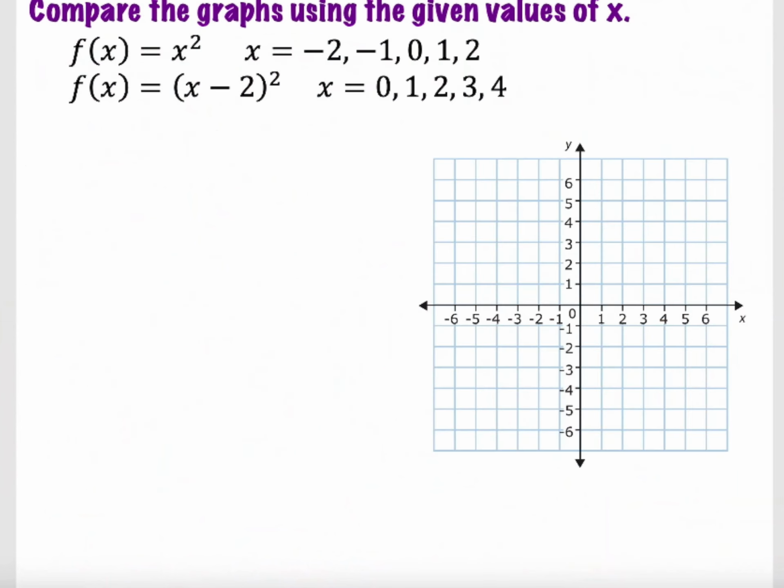There's a couple of problems in your assignment where it's going to have you make graphs using just a little table of values. It's going to tell you what to put in for the x values, and then you just have to plug it into the function to find your y's.